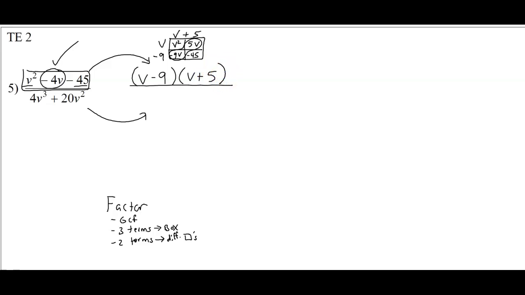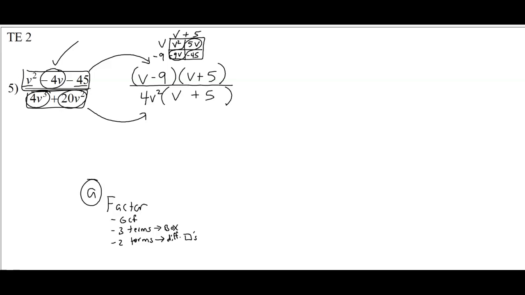The bottom, we're going to need to do a GCF here, so I can see that there's a GCF. I can see that both 4 and 20 can be divided by 4, and they both have at least 2 v's, so I could take out a v squared. So if I divide this by 4v squared, I'll be left with v. If I divide this by 4v squared, I'll be left with 5. Now, at this point, that's the first step. Step 1 is to factor the numerator and the denominator.